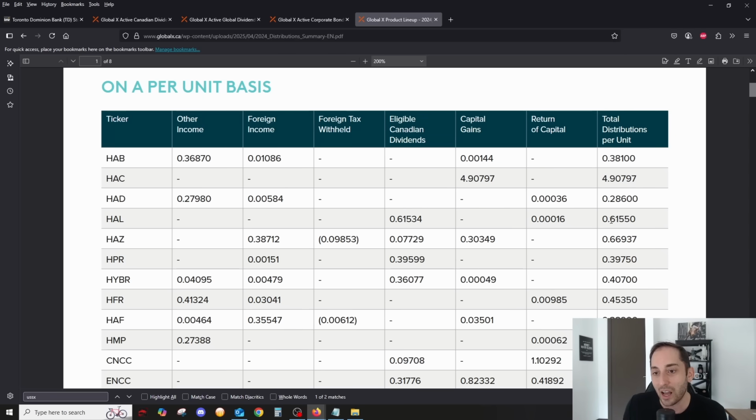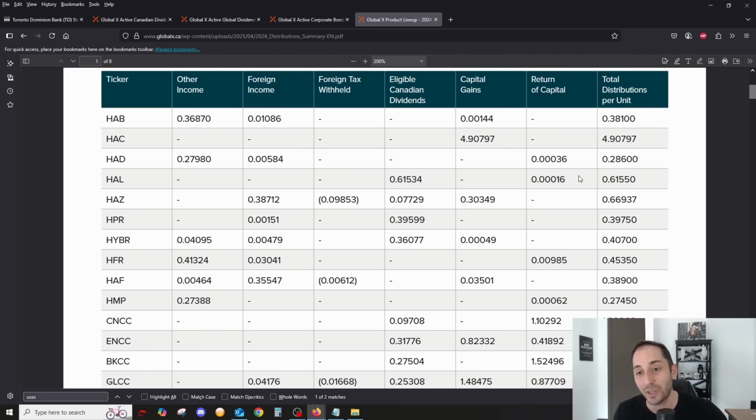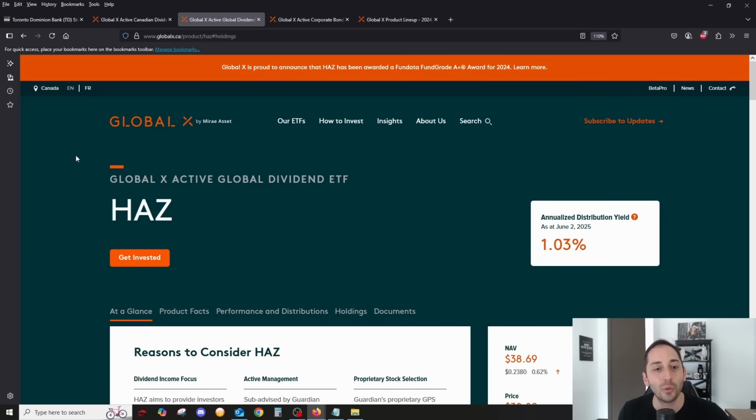You see that the total distributions for the year 2024 for HAL were 0.6155, and 0.61534 of that is eligible dividend. So over 99.9% of HAL's distribution is classified as Canadian eligible dividend. That makes complete sense. And there's a tiny portion classified as return of capital. So you see, because ETFs could have a combination of income sources classified different ways, that's why it's distribution, not dividend.